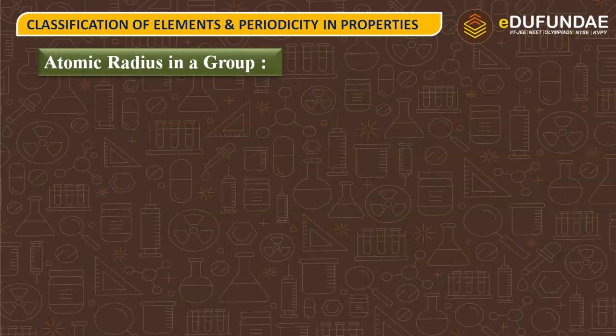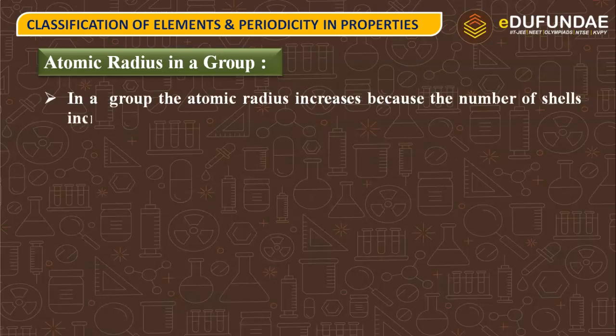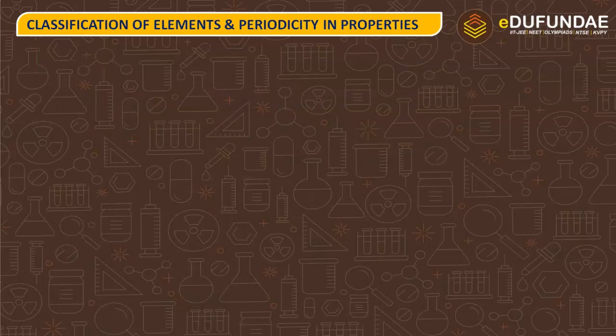Next is the trend of atomic radius in a group. So in a group, the atomic radius increases because the number of shells increases in the same energy level. जब हम down the group जाते हैं, then what is happening? Number of shells are increasing. Since the valence shell electronic configuration is similar, but number of shells are increasing. So outermost shell is becoming far away from the nucleus. So that is why atomic radius increases down the group.